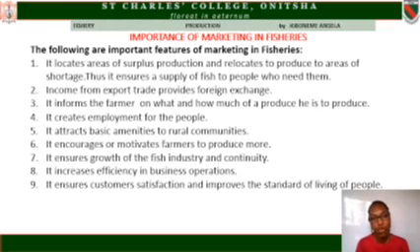4. It creates employment for the people. 5. It attracts basic amenities to the rural communities. 6. It encourages or motivates farmers to produce more. 7. It ensures growth of the fish industry and continuity. 8. It increases efficiency in business operations. And finally, it ensures customer satisfaction and improves the standard of living of people.